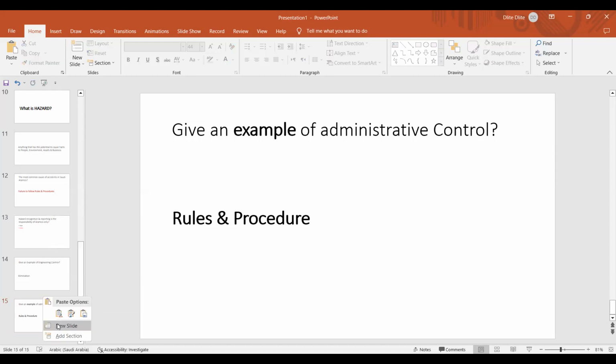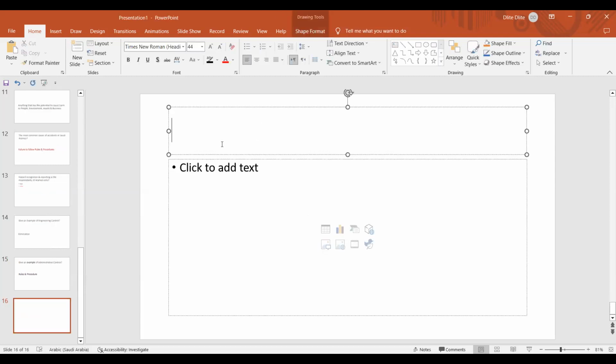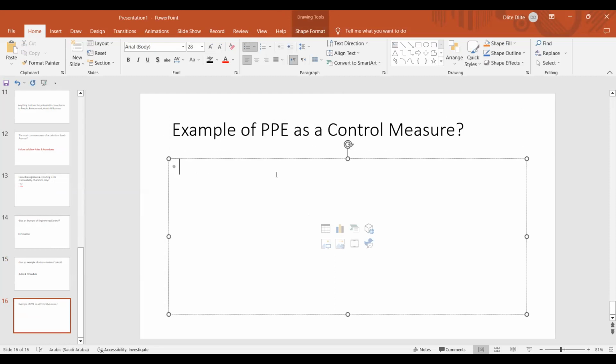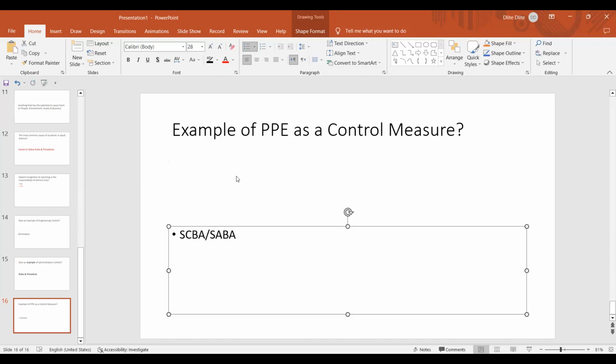PPE. An example of PPE as a control measure. So what would be your answer? Even SCBA or SABA, like self-contained breathing apparatus, or supplied air breathing apparatus, right?